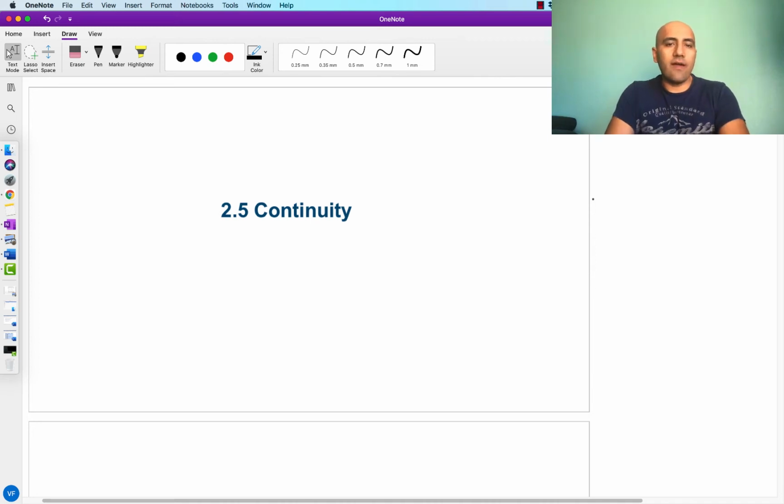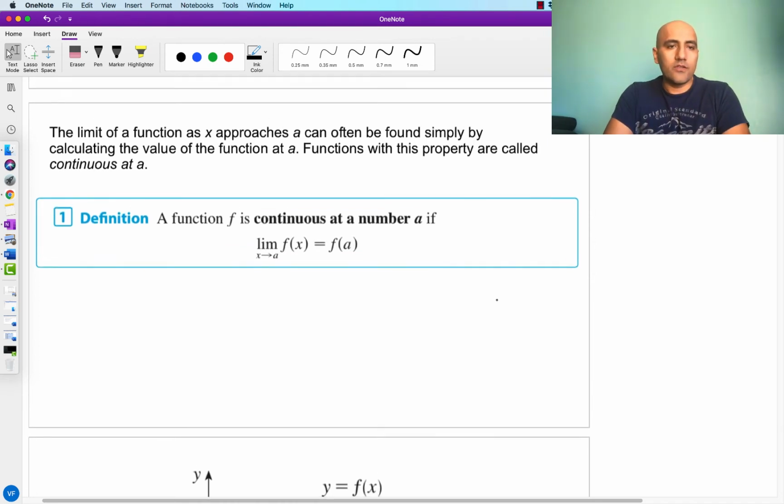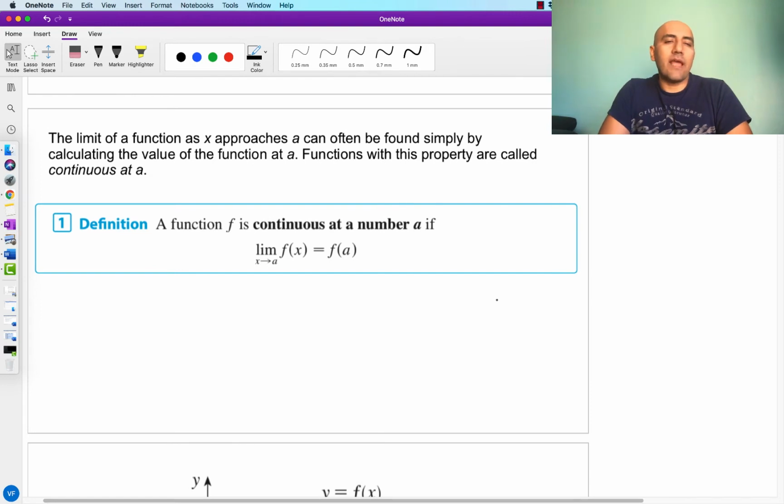Chapter 2, Section 5, Continuity. So, the limit of a function as x approaches a can often be found simply by calculating the value of the function at a. Functions with this property are called continuous at a. So here is our formal definition.